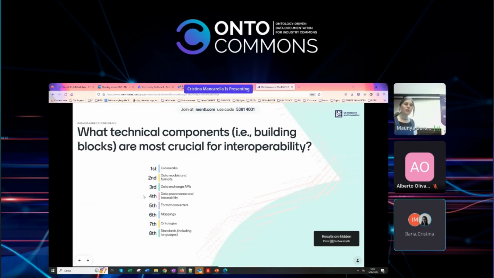So here it's about the technical components, the building blocks. We are thinking about somebody developing, imagine, a platform or a database. What are the most crucial components for interoperability? We'll ask you to please rank these, and afterwards we will ask if there are others that you think are missing here. I hope that all the answers go to ontology and everything else is zero. They are in alphabetical order: crosswalks, data models and formats, data exchange APIs, data provenance and traceability functions, format converters, mappings, ontologies, standards including languages. Some of these come from the Data Spaces Support Center project, so please don't be influenced by me.